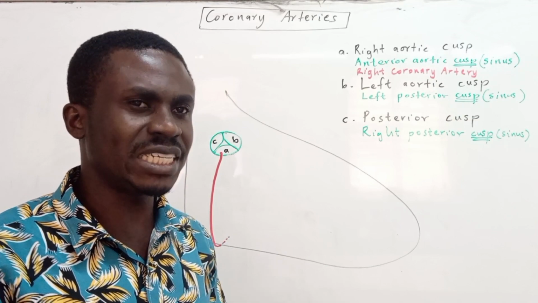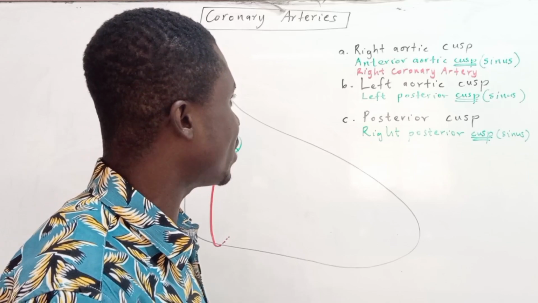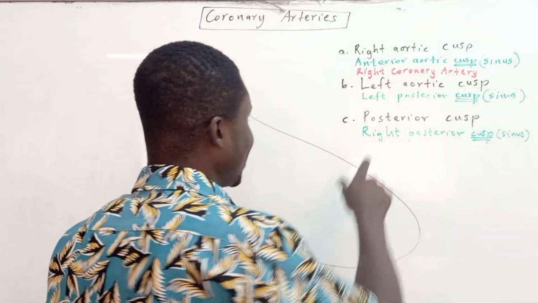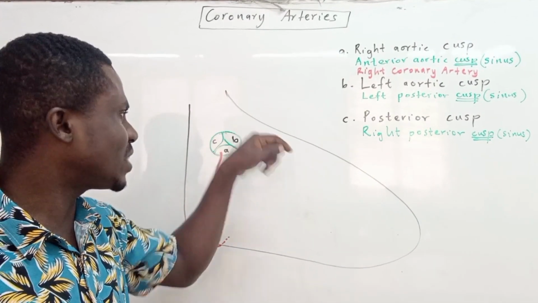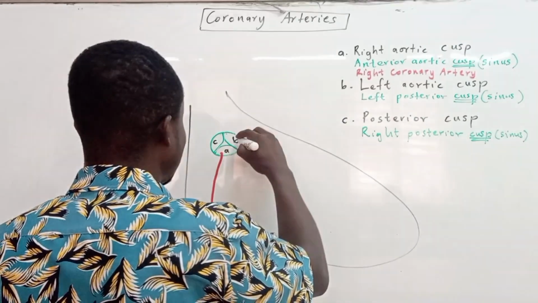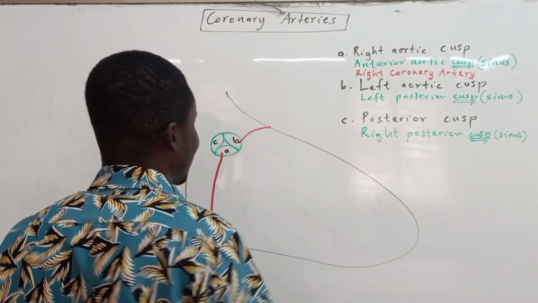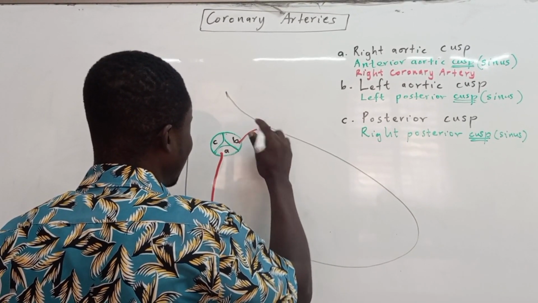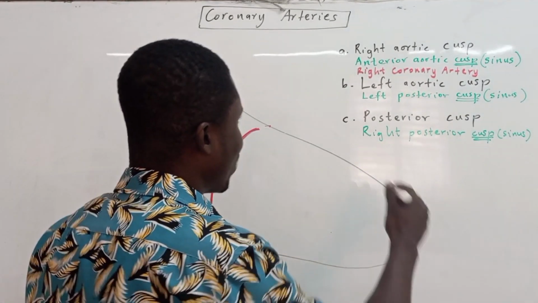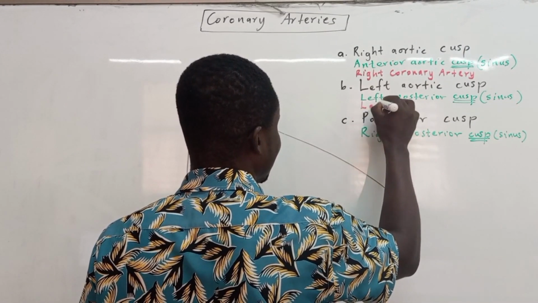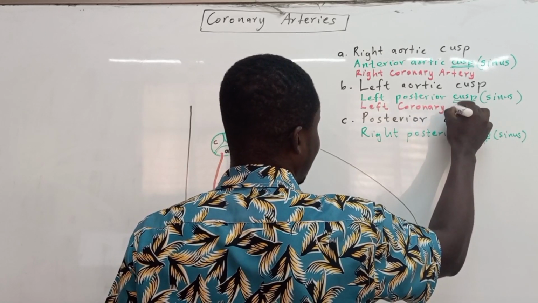Now I want you to get the orientation right so that it becomes very easy for you when you have a real heart before you and you are supposed to identify these vessels. Now in the case of the left posterior aortic sinus, this one over here, emerging from this region will be a small trunk coming out. I'll continue with it. This one is going to be our left coronary artery.